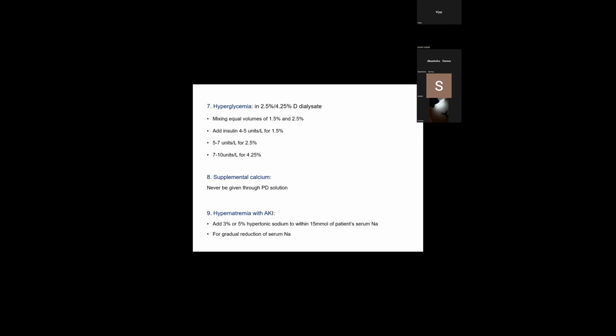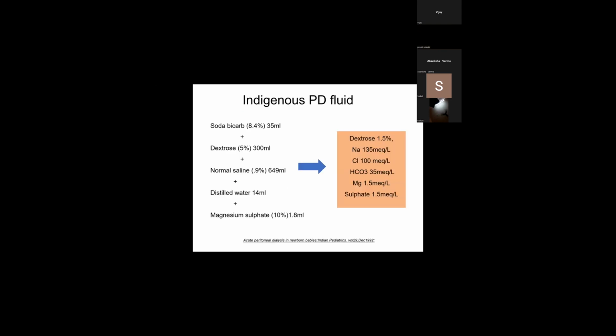For supplementing calcium, supplemental calcium should never be given through PD solution because it will precipitate with bicarbonate. In case of hypernatremia with acute kidney injury, we have to add 3% or 5% hypertonic sodium to within 15 millimole of patient serum sodium for gradual reduction of serum sodium. Otherwise, it will lead to central pontine myelinolysis.